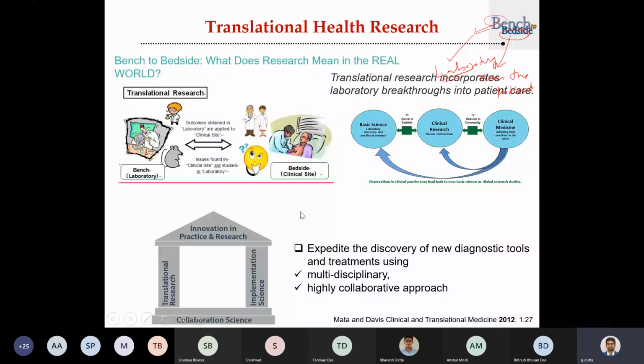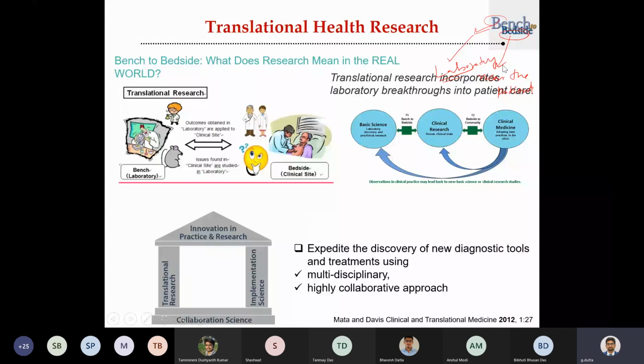Okay. Students, is it clear what translational health research is? Yes, sir. Bench to bedside. Right, it is bench to bedside. Bench means laboratory and bed means near the patient. Okay, then translational research helps with this.